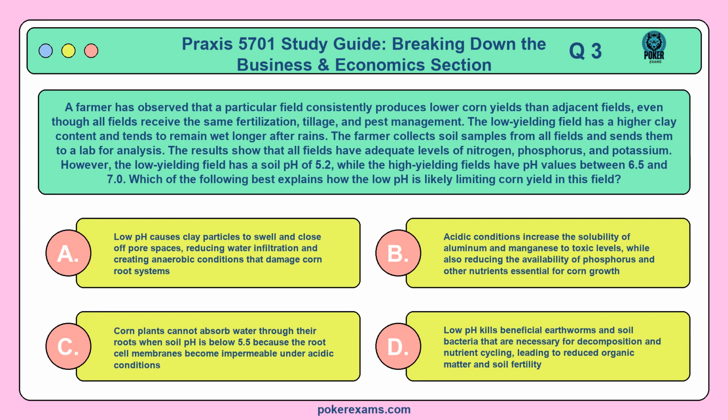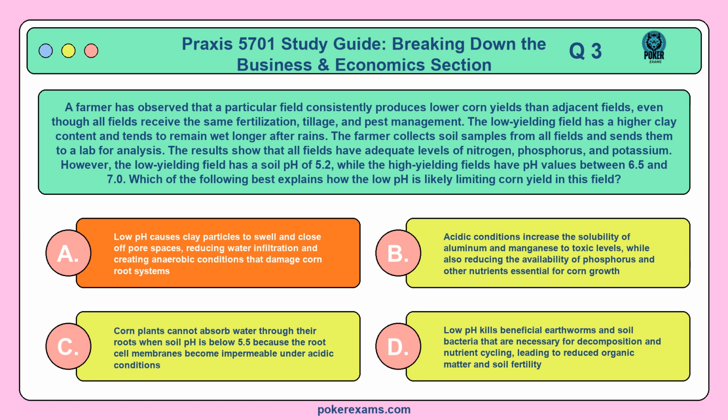A farmer has observed that a particular field consistently produces lower corn yields than adjacent fields, even though all fields receive the same fertilization, tillage, and pest management. The low-yielding field has a higher clay content and tends to remain wet longer after rains. The farmer collects soil samples from all fields and sends them to a lab for analysis. The results show that all fields have adequate levels of nitrogen, phosphorus, and potassium. However, the low-yielding field has a soil pH of 5.2, while the high-yielding fields have pH values between 6.5 and 7.0.